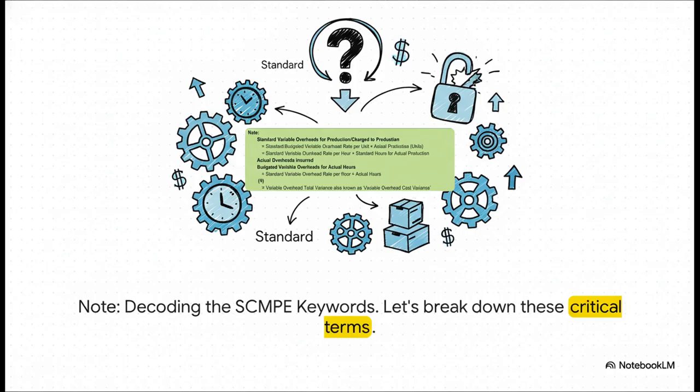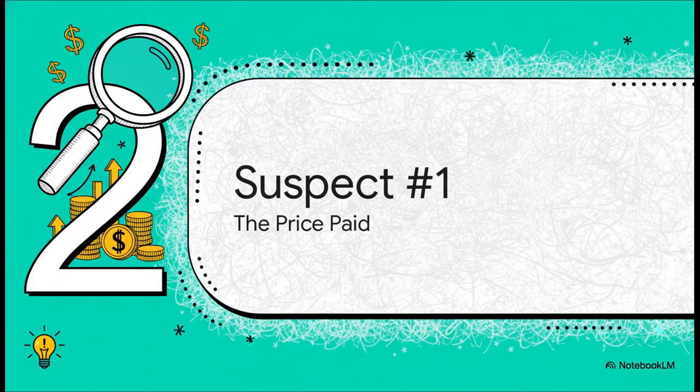Budgeted variable overheads for actual hours. See the difference? Here, you take the hours you actually worked and multiply by that same standard rate. It's should have worked versus actually worked. It seems like a small detail, but trust me, understanding this tiny difference is the absolute key to unlocking the next two variances.